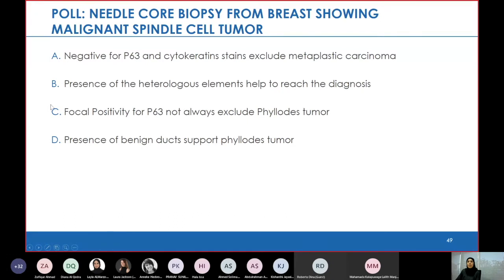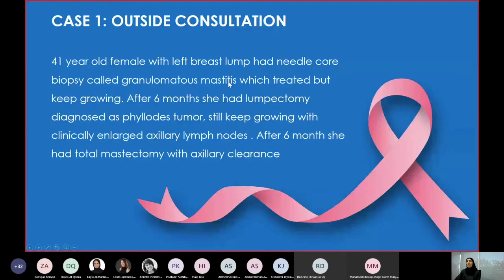Yeah, perfect. I believe all the audience are smart pathologists attending. Okay, so let's move on with the case. This will really make the case easy and more interesting for you. So this is a 41-year-old female with a left breast lump, had needle core biopsy, initially called granulomatous mastitis, treated, unfortunately kept growing. After 6 months, she had lumpectomy, diagnosed as phyllodes tumor, but still kept growing with clinically enlarged axillary lymph nodes. And then after 6 months, she had total mastectomy with axillary clearance.